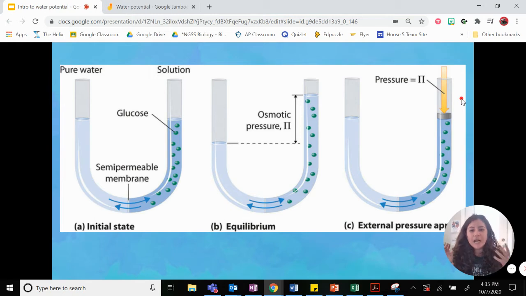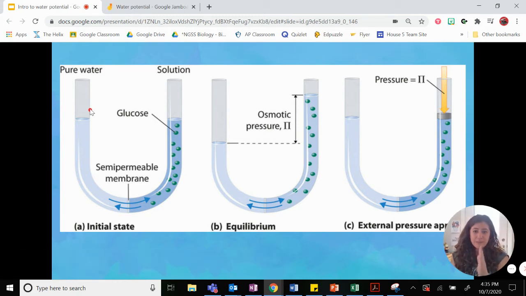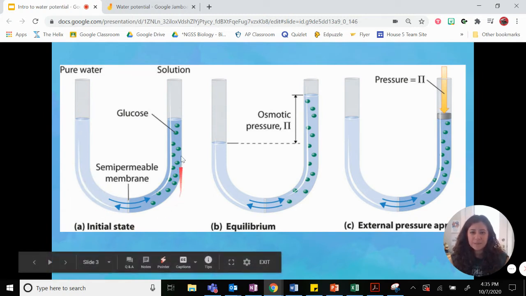And so a helpful way to think about this is to think about water in a U tube. So this is literally just a tube that's shaped like a U. And then in the center of the tube, there is a membrane. And only water can cross that membrane. So let's say we have a setup that looks something like this.